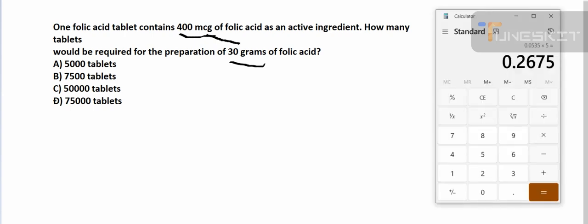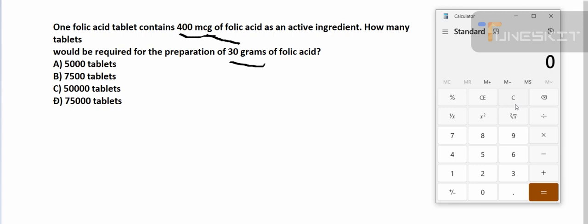So there is another calculation. This is a very simple calculation. One folic acid tablet contains 400 mcg of folic acid as an active ingredient. How many tablets would be required for the preparation of 30 grams? So we have to equalize the units. If one unit is gram and the other one is mcg, we have to equalize it. If we convert these grams into mcg, what do we have to do?